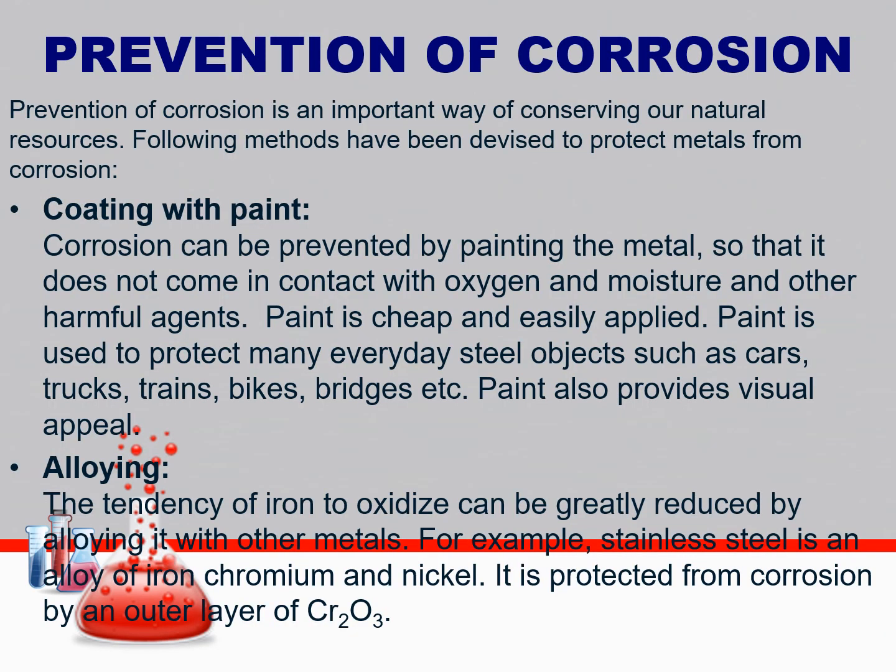Prevention of corrosion. How we can protect our materials from corrosion? There are different methods. The one is coating with paint. Corrosion can be prevented by painting the metals so that it does not come in contact with oxygen and moisture. Paints also provide a visual appeal. Number two, alloying. The tendency of iron to oxidize can be greatly reduced by alloying it with the other metals. For example, stainless steel.